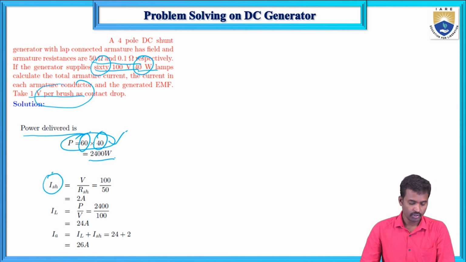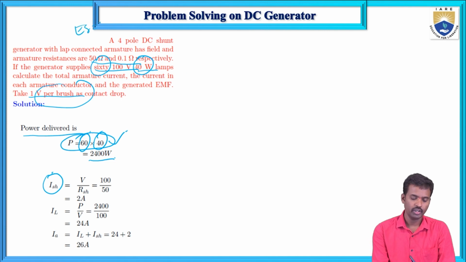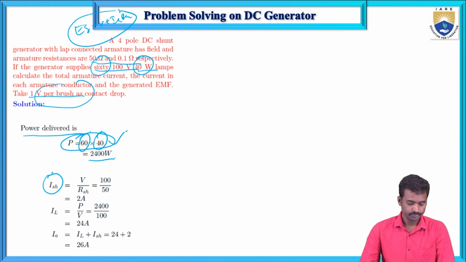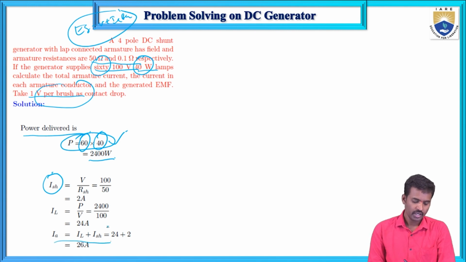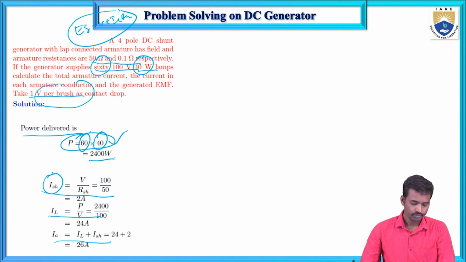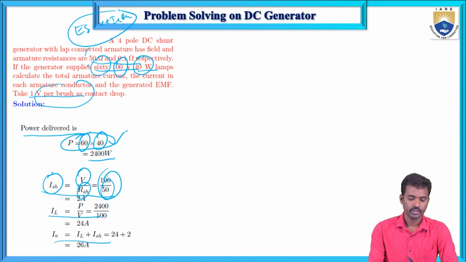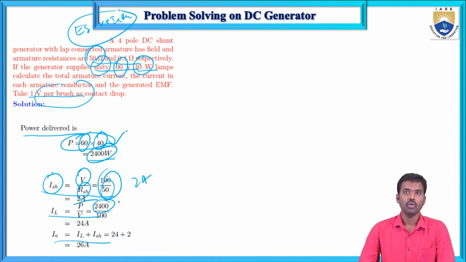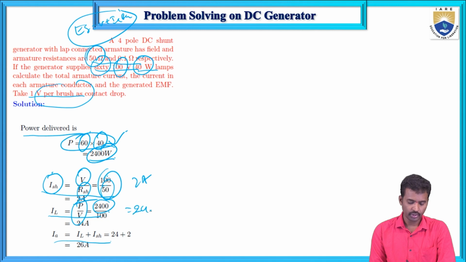Ish can be calculated. First, Eg equals V plus IaRa. Now Ia equals IL plus Ish, and IL can be calculated from here and Ish can be calculated from here. So Ish equals V by Rsh. V is 100 volts and Rsh is 50 ohms. So this value is 2 amperes, and IL equals total power 2400 divided by 100 volts, so P by V, that equals 24 amperes. So this 24 amperes plus 2 amperes is the armature current.